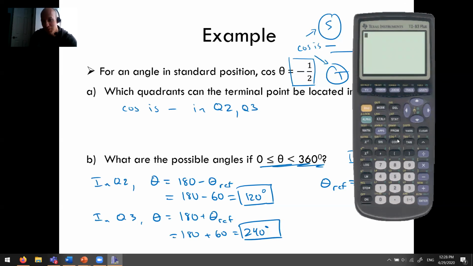Okay, so let's type in cosine of 120. Is that equal to negative 1/2? And then cosine of 240, same thing. Okay, so we just figured out the angles without needing a calculator. That's actually pretty cool.